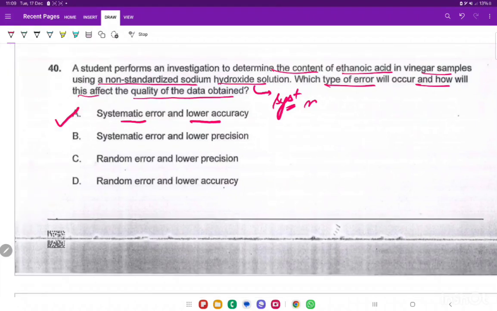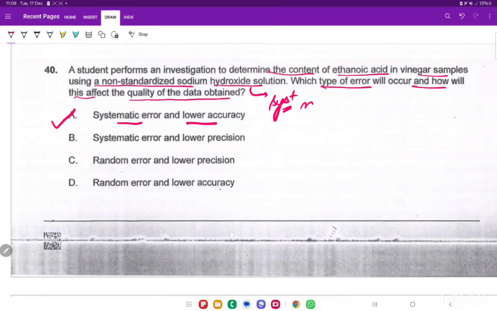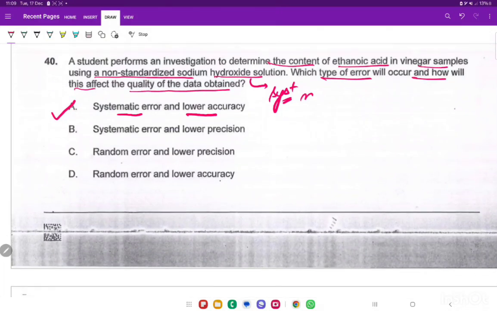So that's all about question number 40. The answer is A, and we have completed the paper. All options done, all questions done.